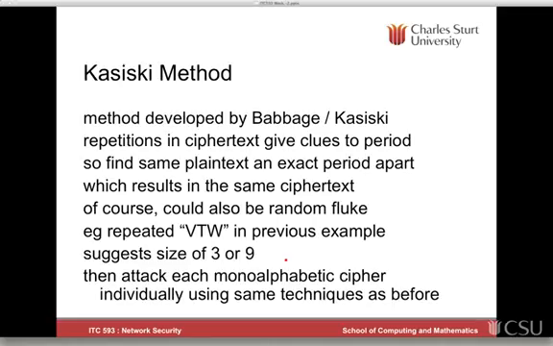In general, the approach is to find a number of duplicated sequences, collect all their distances apart, and look for common factors, remembering that some will be random fluke and need to be discarded. Now we have a series of monoalphabetic ciphers, each with the original language letter frequency characteristics, and we can attack these in turn to break the cipher.